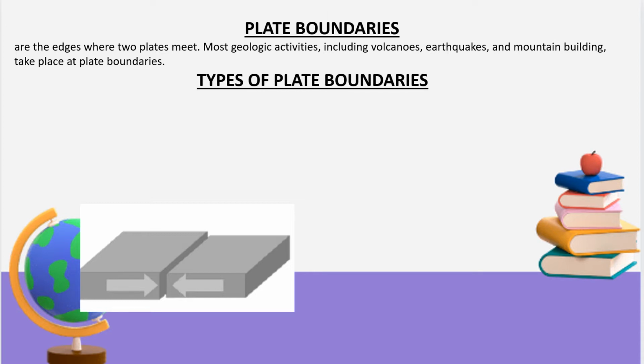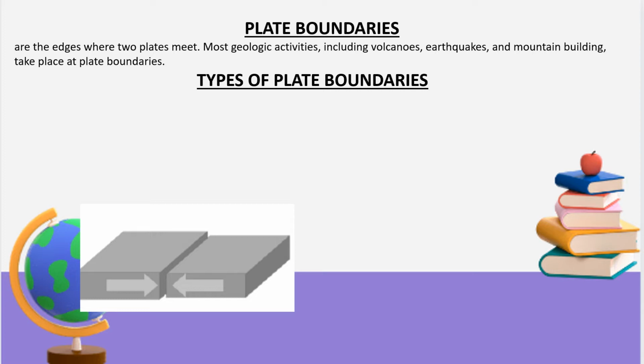We have these types of plate boundaries. So before we discuss this, look at the illustration. What have you noticed? Maybe you will say that there's an arrow, a box, and thank you for that.